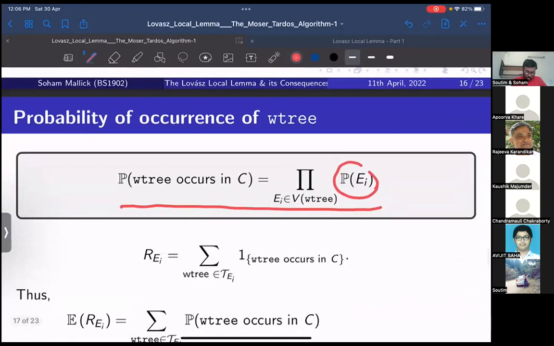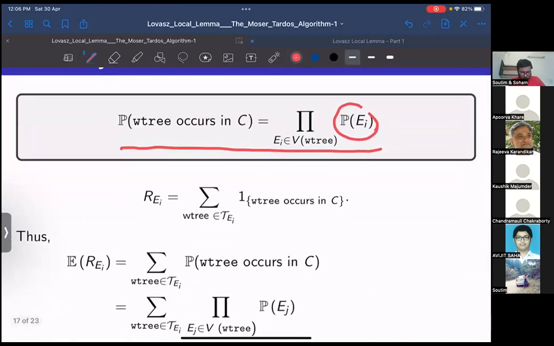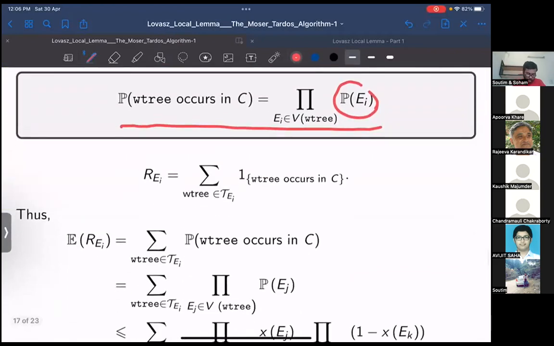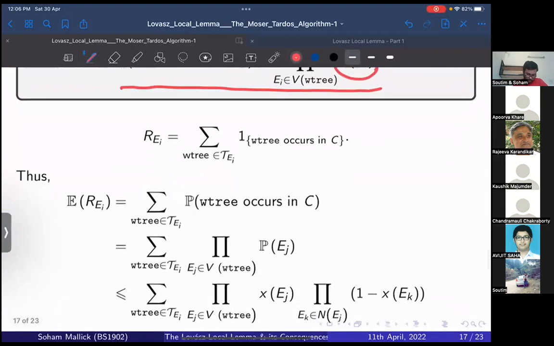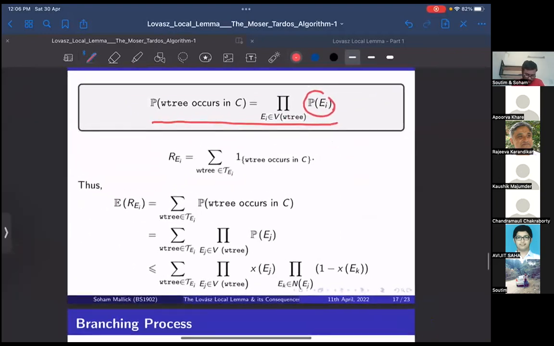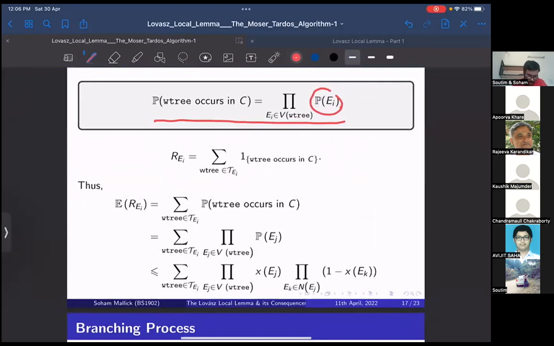And the result follows from here. So let's see what the implications of this result are. So I have written it down. So what is R_{E_i}? R_{E_i} is essentially the number of resamplings of the event E_i. So when I'm going through the Moser-Tardos algorithm, I look at the number of times E_i has to be resampled.